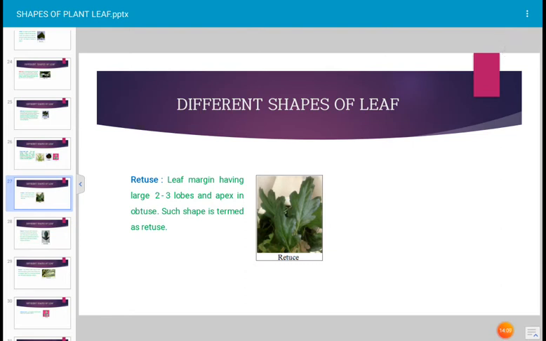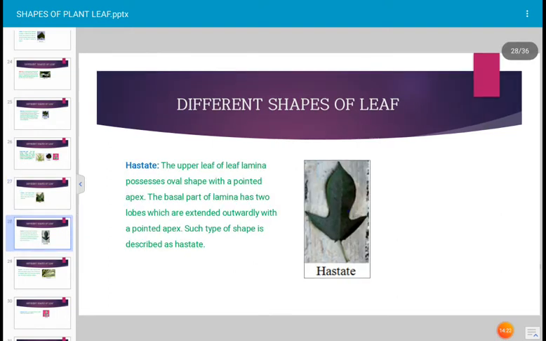Reduced shape of leaf. The leaf margin has large 2 to 3 lobes and the apex is obtuse. Such shape is termed as reduced. Next, hastate shape of leaf. The upper part of the leaf lamina possesses an oval shape with a pointed apex. The basal part of the lamina has 2 lobes which extend outward with pointed apices. Such a shape is described as hastate shape of leaf.